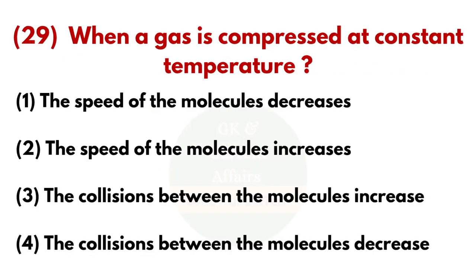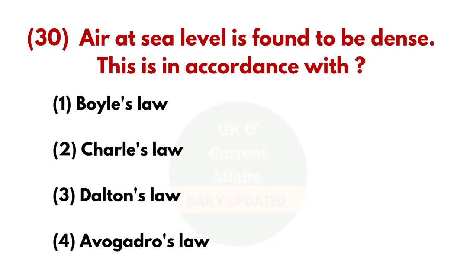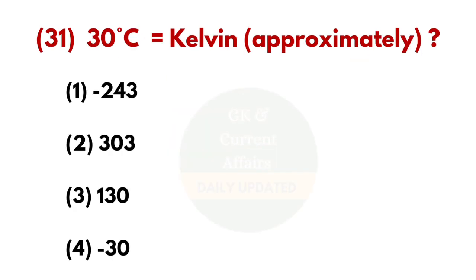29th question, when a gas is compressed at constant temperature, and the answer is the coalescence between the molecules increase. 30th question, air at sea level is found to be dense. This is in accordance with, and the answer is Boyle's law. 31st question, 30 degrees Celsius is equal to Kelvin approximately, and the answer is 303.